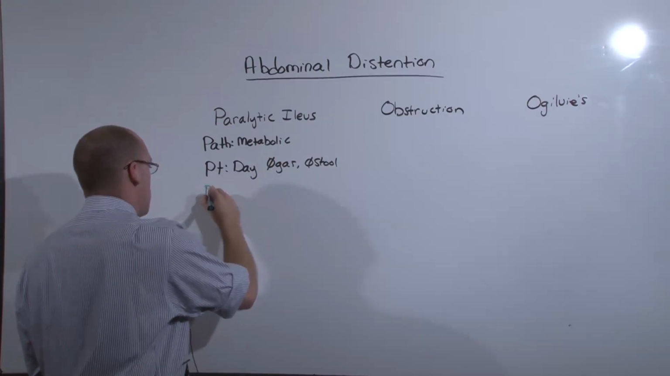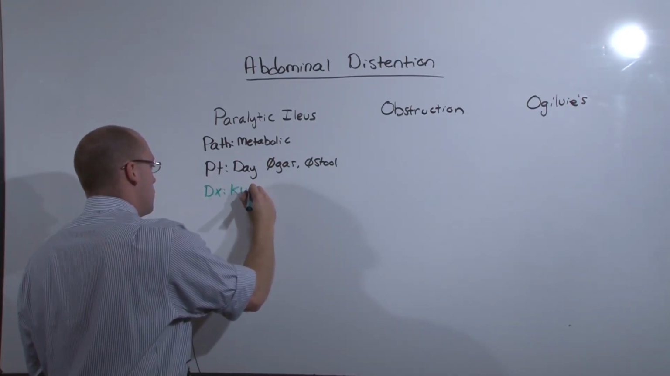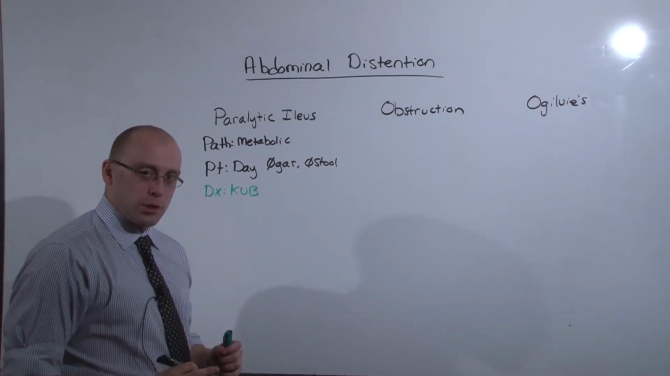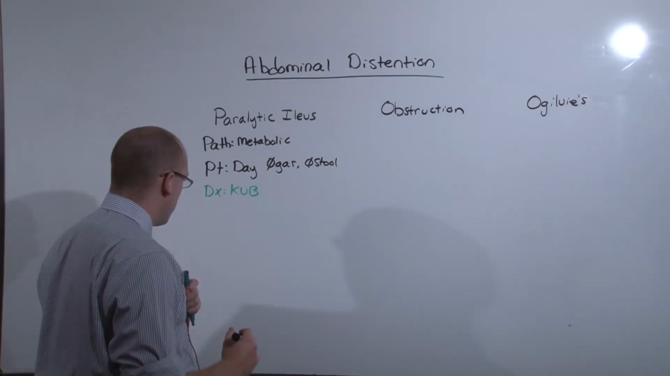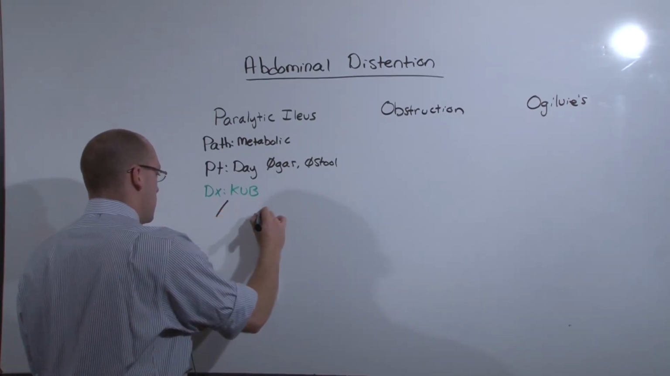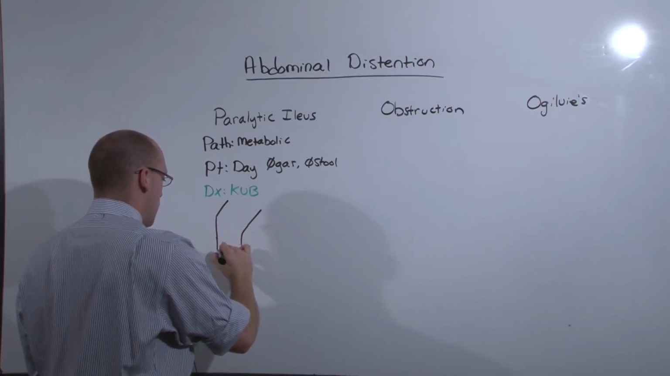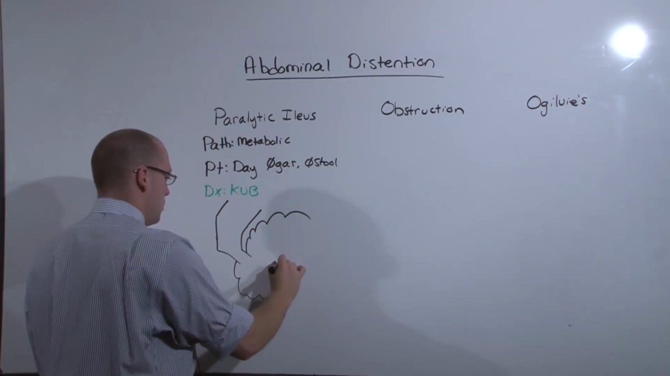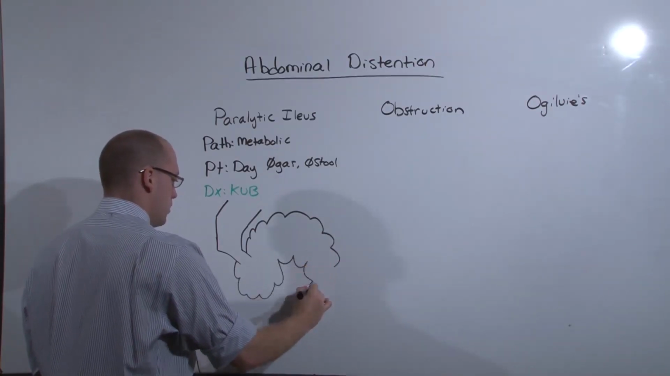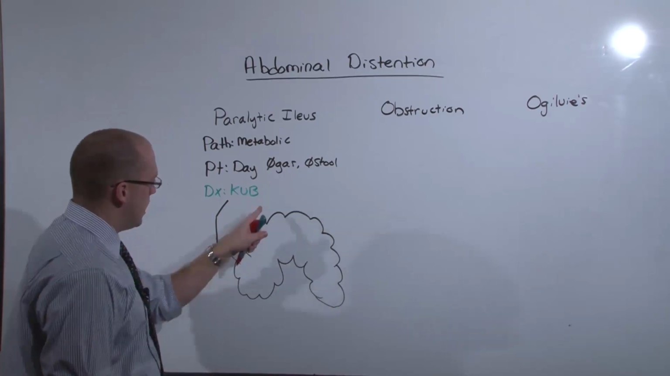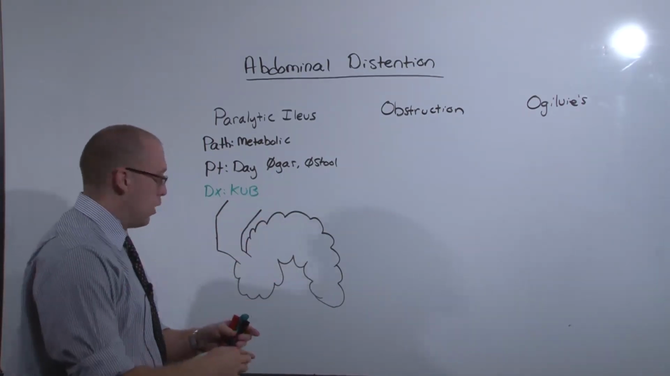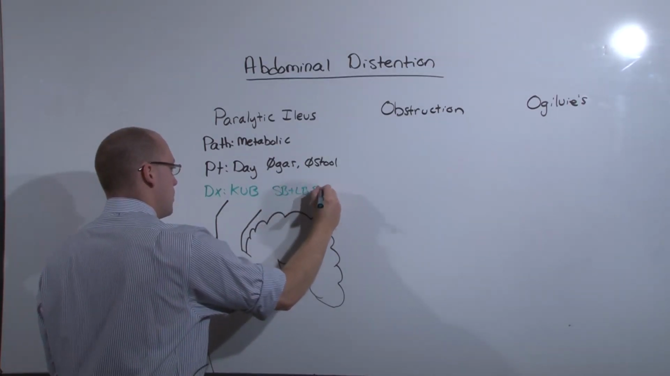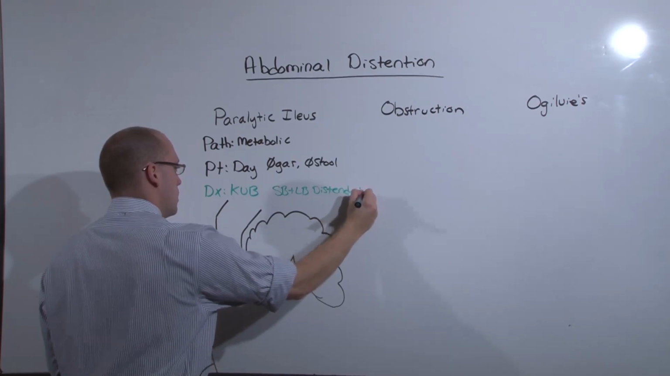So we get an X-ray, an upright, flat and erect KUB, an abdominal X-ray. And what we're looking for is a big, thick, distended small bowel that connects to a big, distended large bowel. So if you look at the KUB and everything is distended, both the small bowel and the large bowel, you've got a paralytic ileus. This is okay.